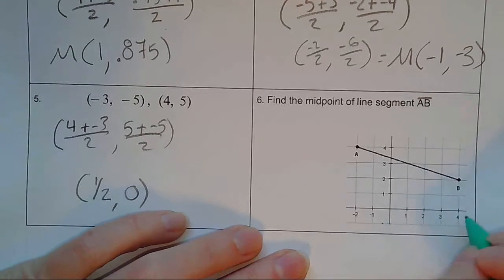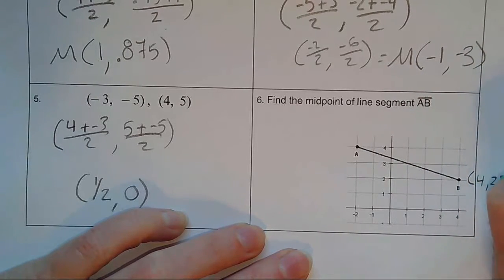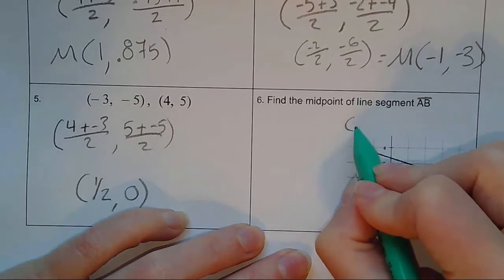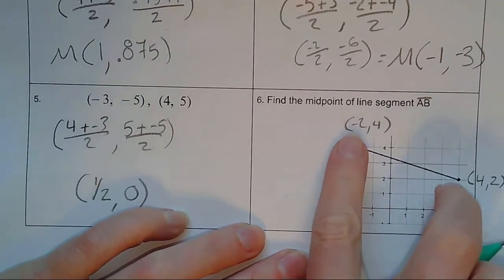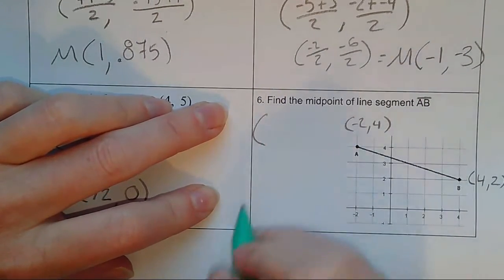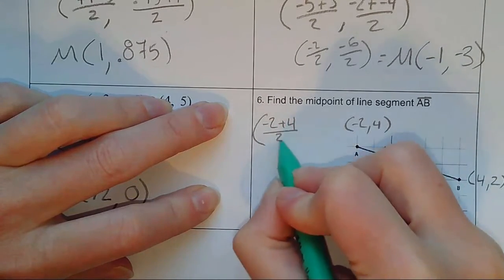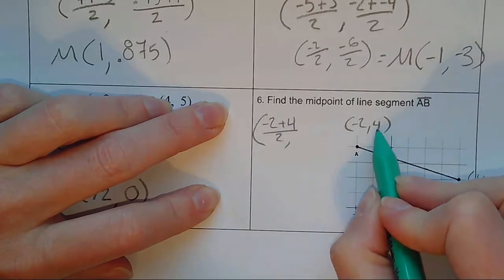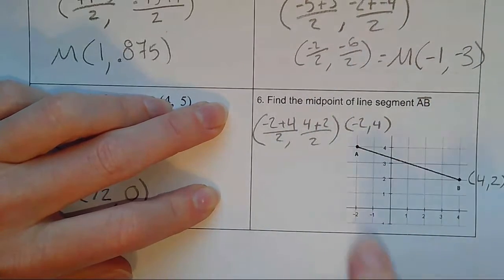So in order to do that, you've got to know what the values are. So this ordered pair is 4, 2, and this ordered pair is -2, 4. Again, it doesn't matter which one you choose as your x1, y1, x2, y2, as long as you're adding both x values and both y values and averaging those together. So I'm just going to go left to right. I'm going to say -2 plus this 4 down here, divide by 2. And I'm going to say 4 plus 2, divide by 2. So I just added my x's, divide by 2, added my y's, divide by 2.